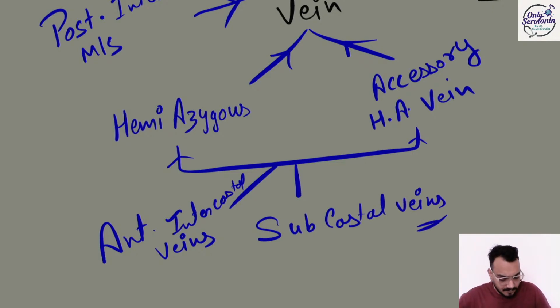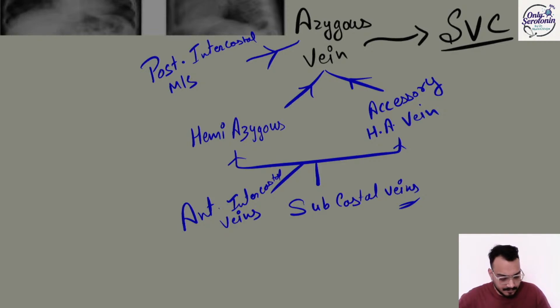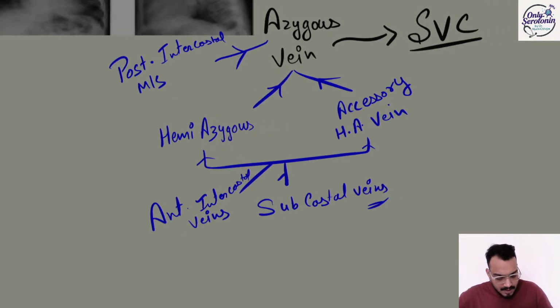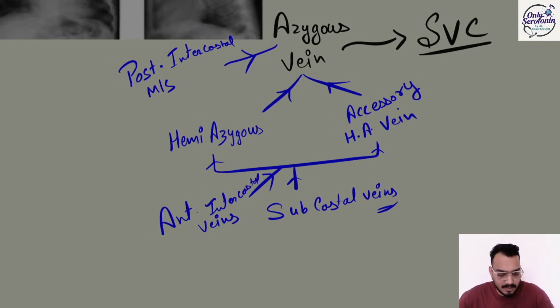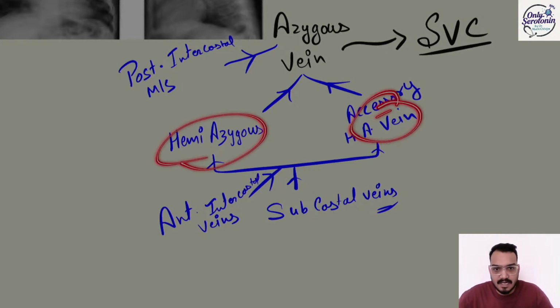Okay, guys, these two are important. That's how your flow will work. The deoxygenated blood coming out from the subcostal vein as well as the anterior intercostal vein is going to go where? It is going to go into the hemiazygous and accessory hemiazygous veins, and they will drain into what? They will drain into the azygous vein.